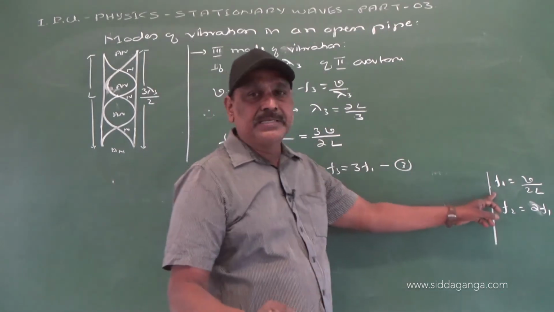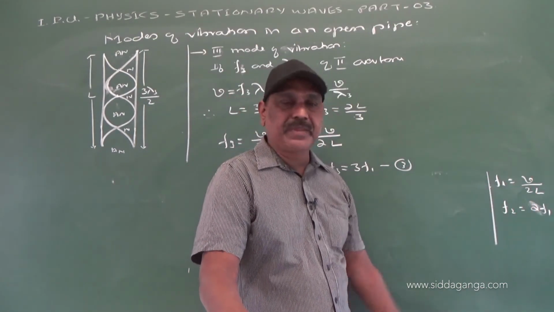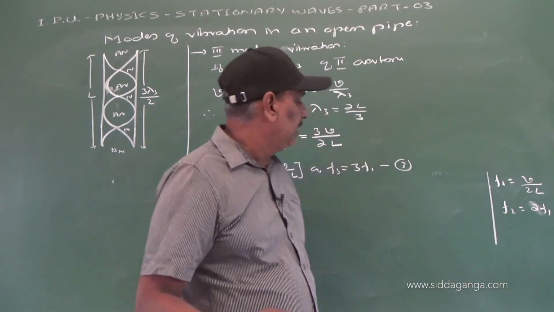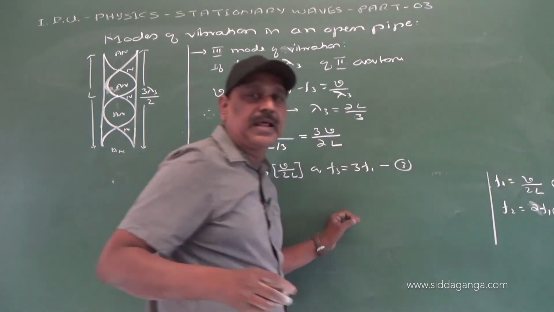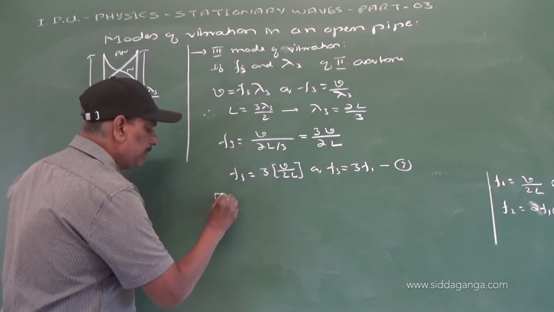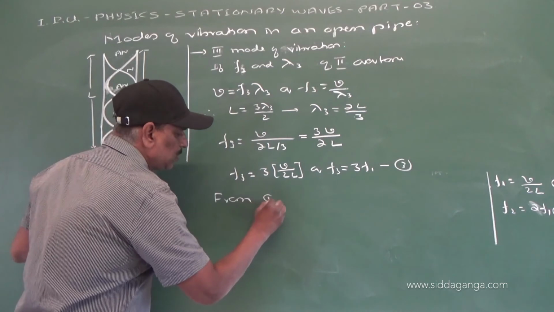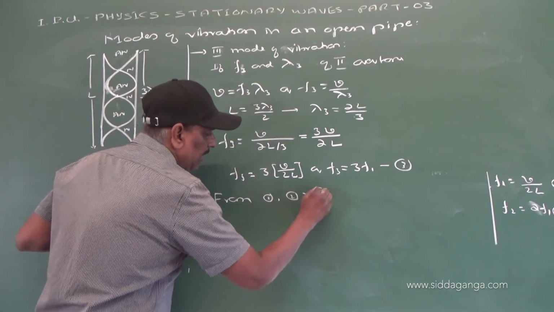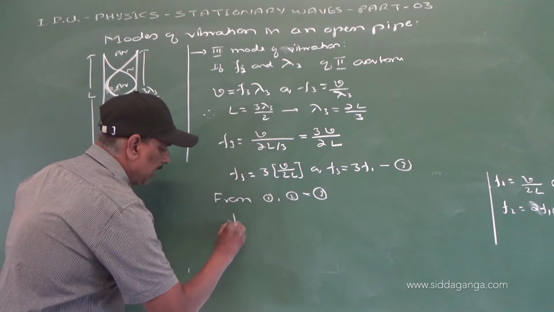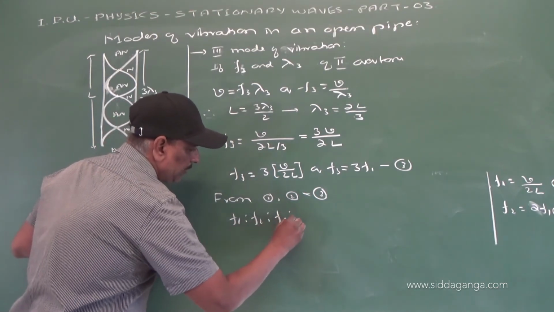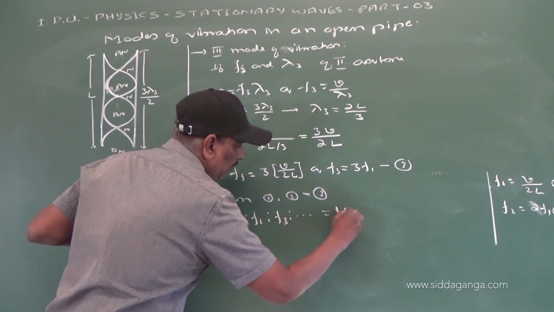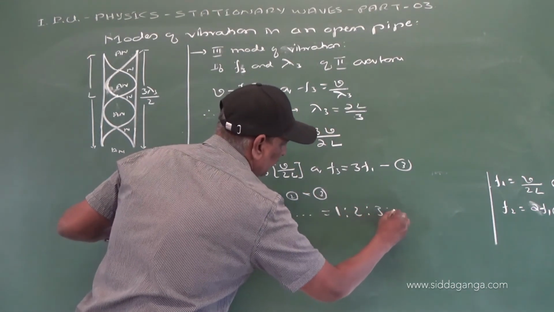So F1 is equal to V by 2L, F2 is equal to 2F1. This is equation 1, this is equation 2. Now from equations 1, 2 and 3, F1 is to F2 is to F3 is to etcetera is equal to 1 is to 2 is to 3 is to etcetera.